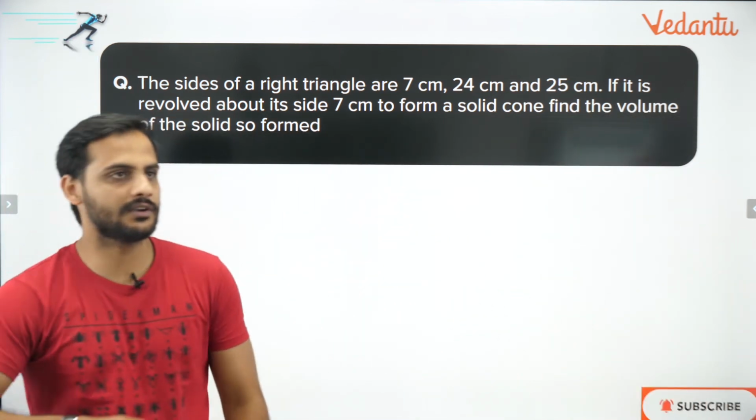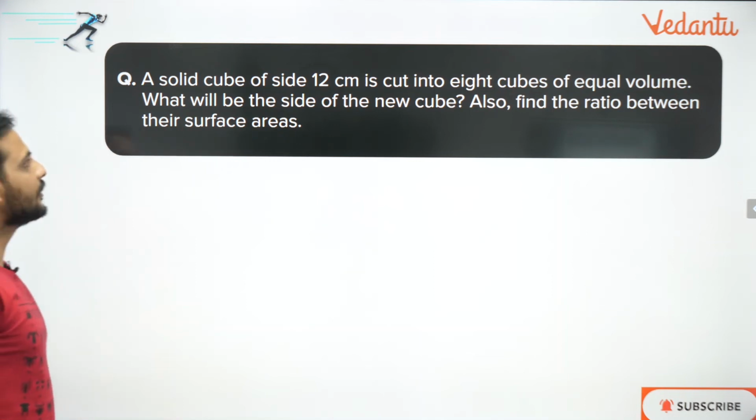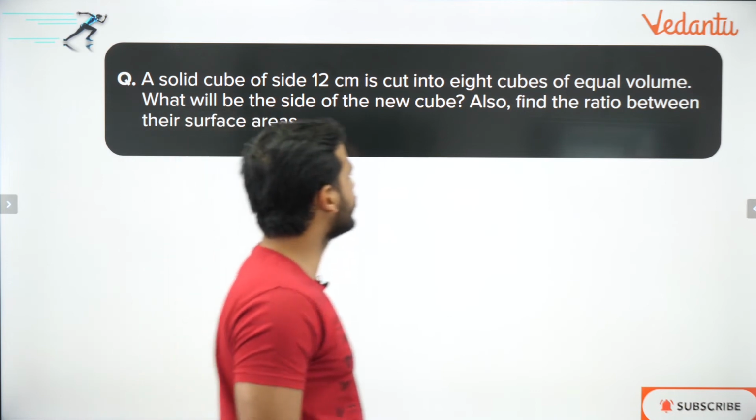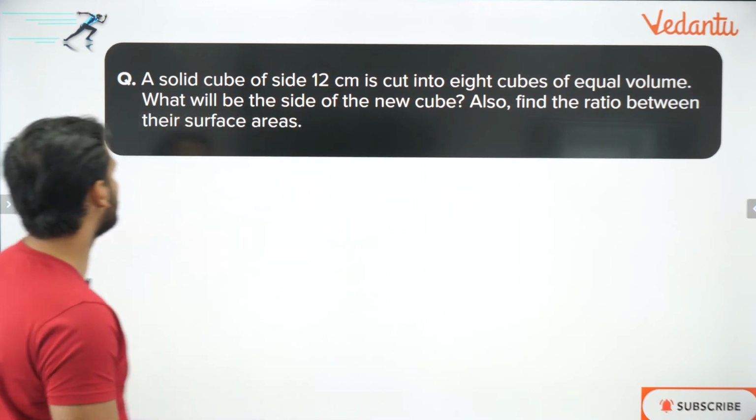Chalo, let's move to the next question. A solid cube of side 12 centimeter is cut into 8 cubes of equal volume. What will be the side of the new cube? Also find the ratio between their surface areas.